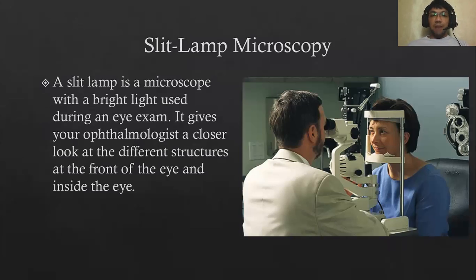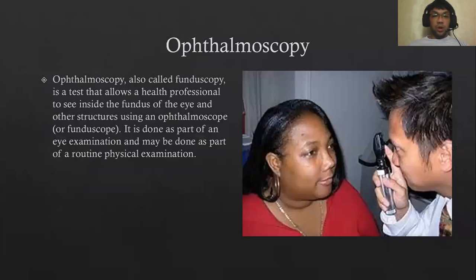And a slit lamp is a microscope with a bright light used during an eye exam, which gives the ophthalmologist a closer look at the different structures at the front of the eye and inside the eye. So with this alone, the ophthalmologists will be able to determine whether the patient has a retinal detachment or not, or through ophthalmoscopy as well, also known as fundoscopy. So again, ophthalmologists are the ones who are going to perform this, not us.